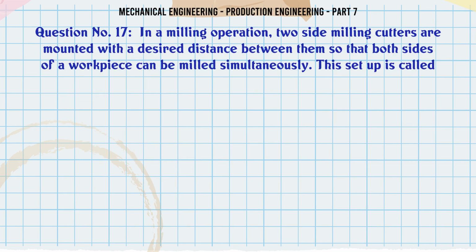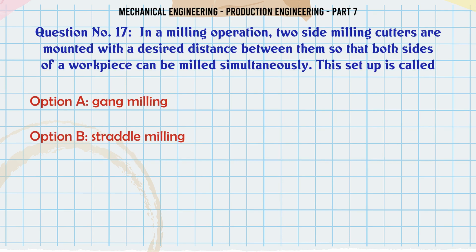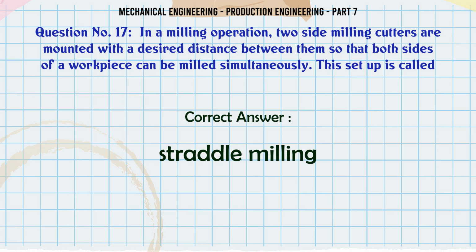In a milling operation, two side milling cutters are mounted with a desired distance between them so that both sides of a workpiece can be milled simultaneously. This setup is called A) gang milling, B) straddle milling, C) string milling, D) side milling. The correct answer is straddle milling.